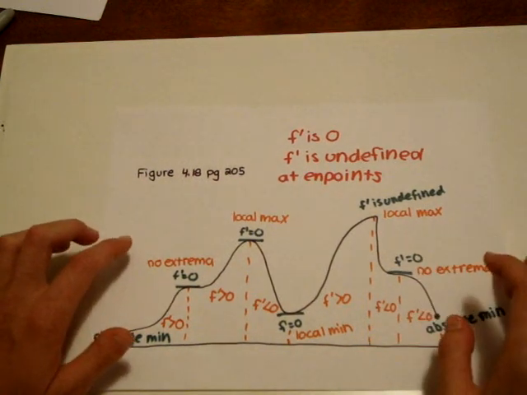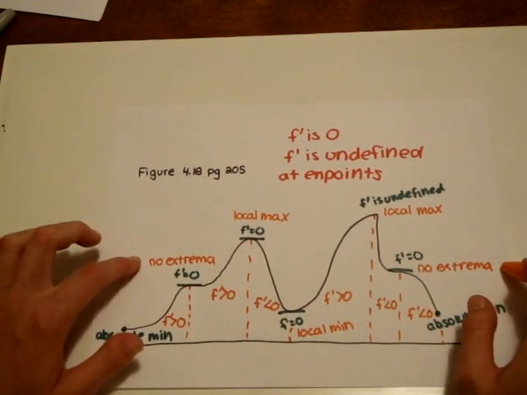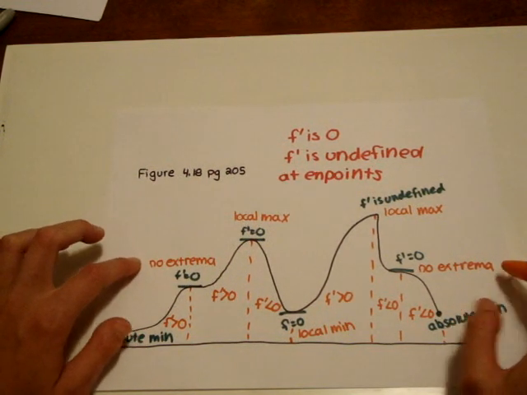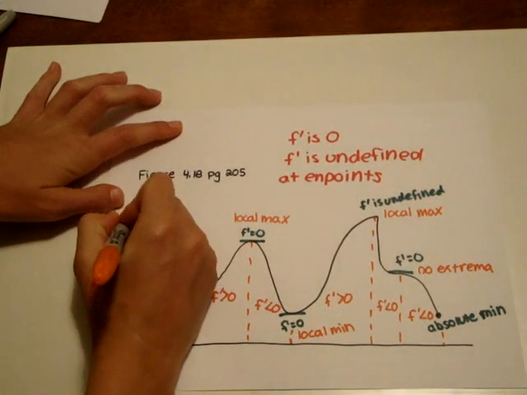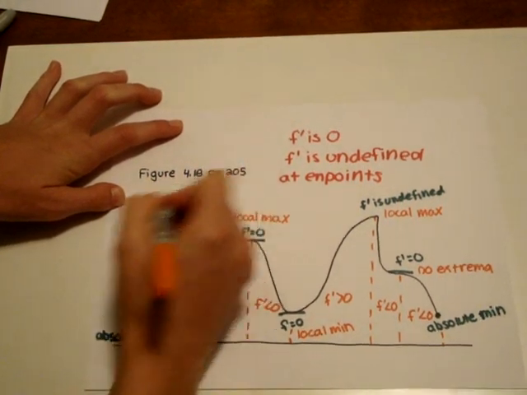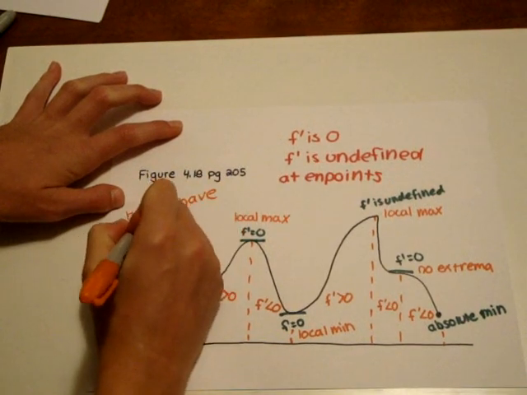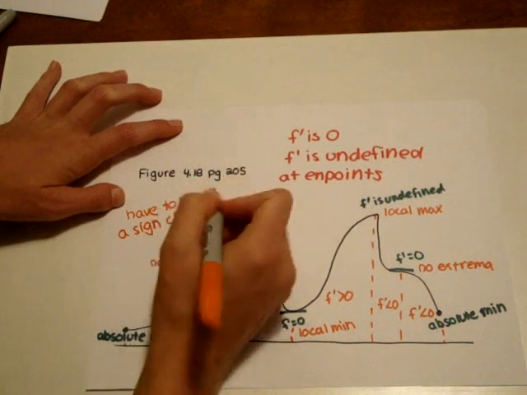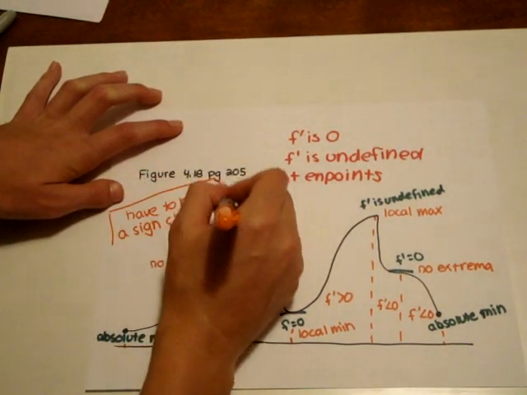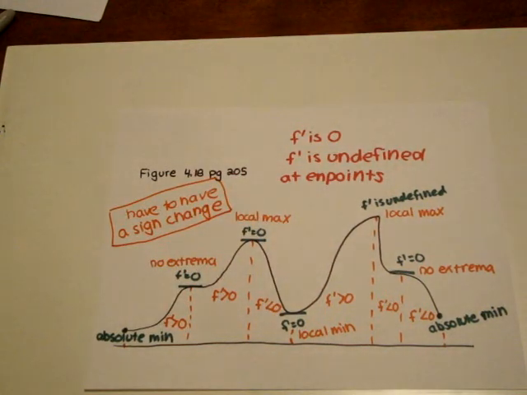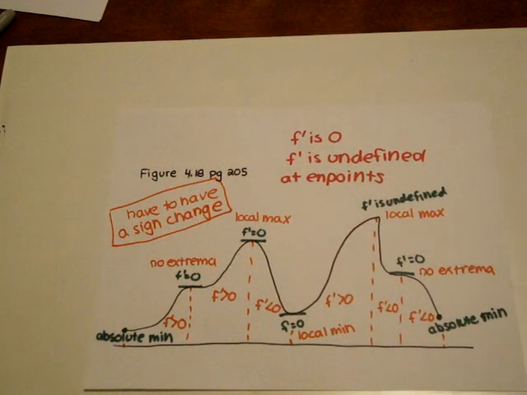But it also reminds us that we have to be careful, because just because f prime is 0, that doesn't mean we have an extrema. You have to have a sign change. This is very important, a very common mistake. When we get into the lesson, we'll see how we determine if there is a sign change so we can see whether we have local extrema.